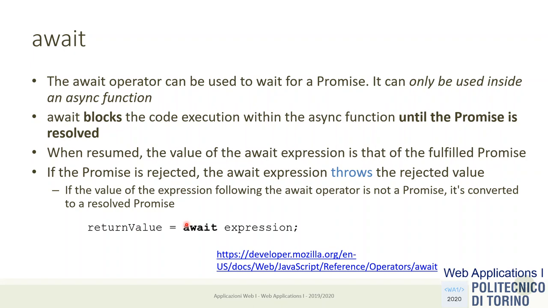And what happens when the promise is not fulfilled? Well, it's easy because in the case of a rejection, the await is converted into an exception. So it will throw an exception like a normal JavaScript exception. This await expression will generate an error that can be caught by a try-catch block normally.